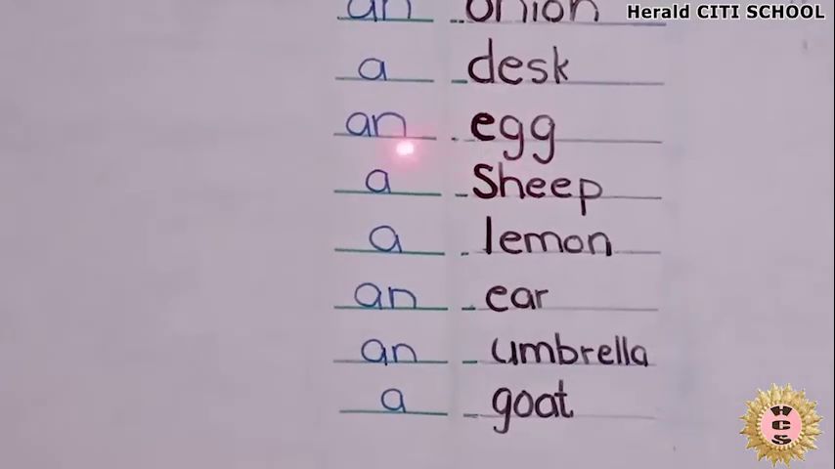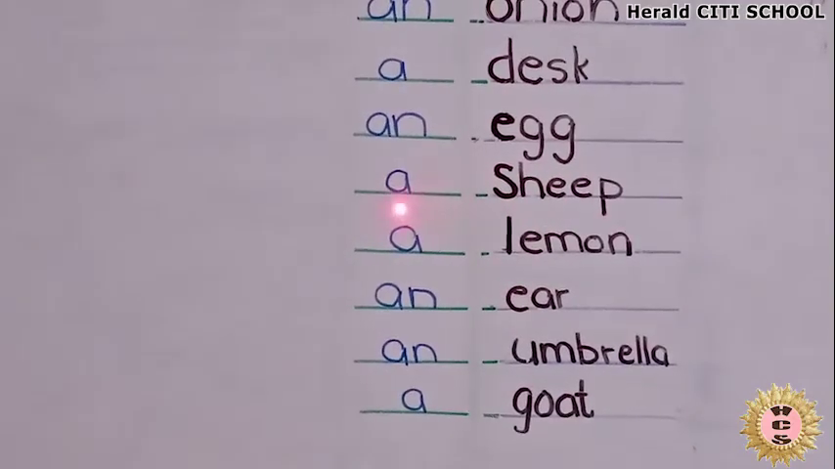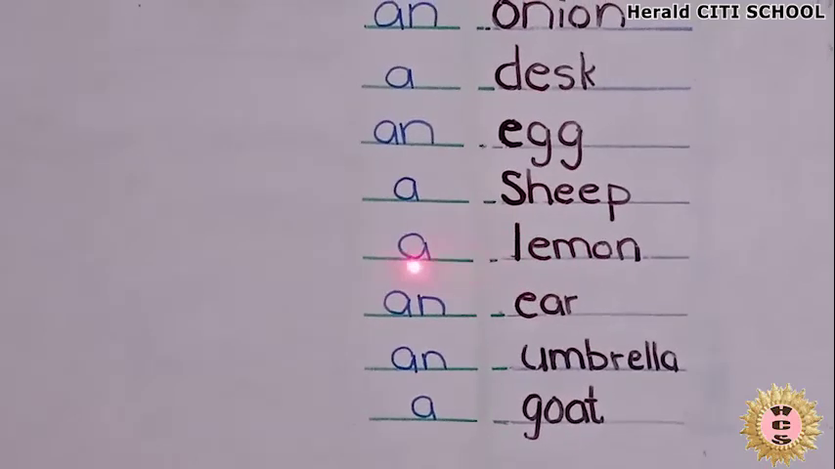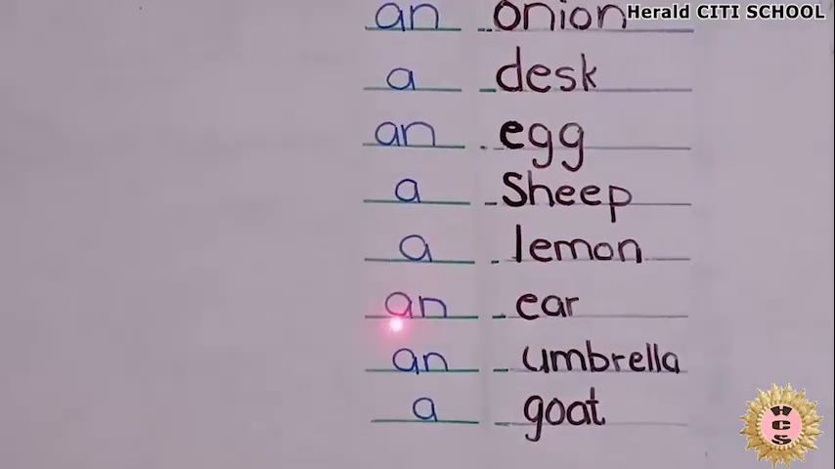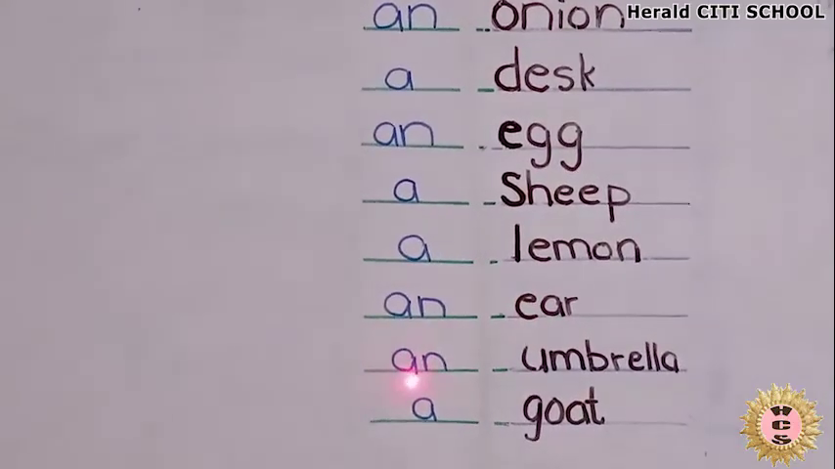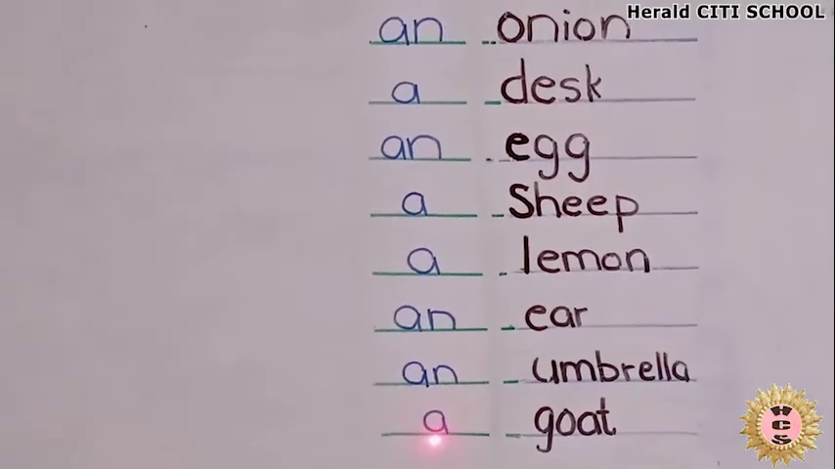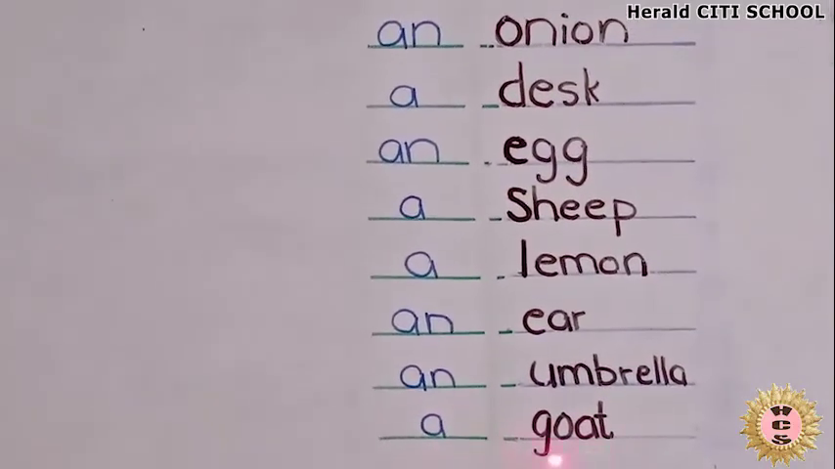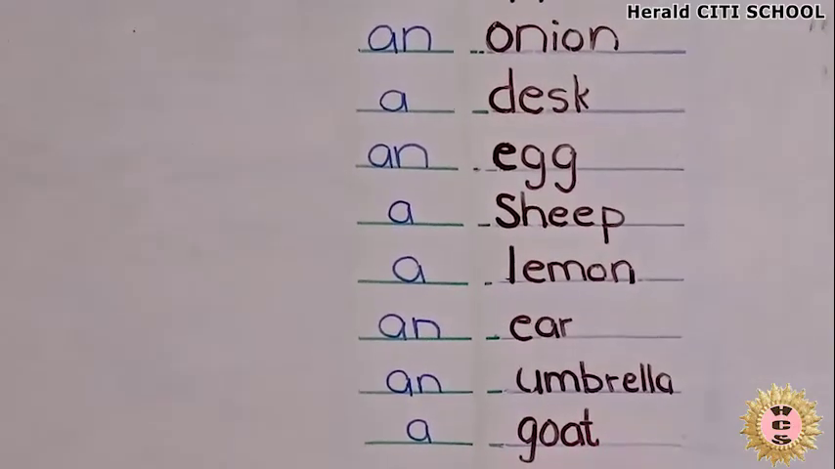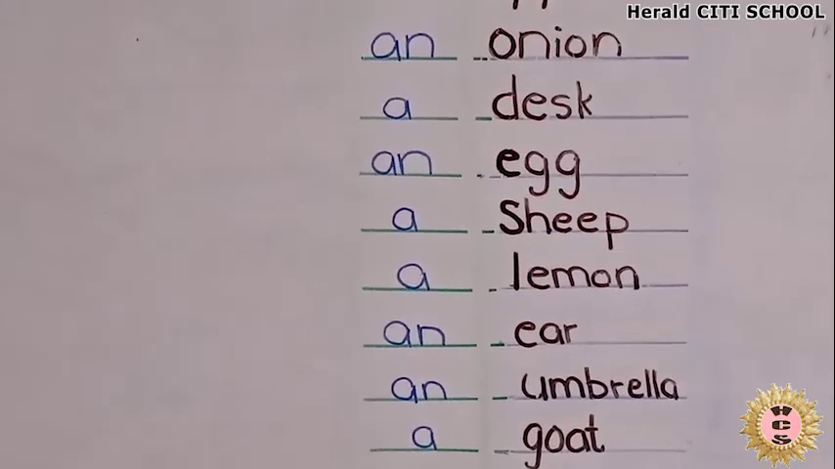An egg. An egg. A sheep. A sheep. A lemon. A lemon. An ear. An ear. An umbrella. An umbrella. A goat. A goat. I hope children you will understand how we can use A and AN.